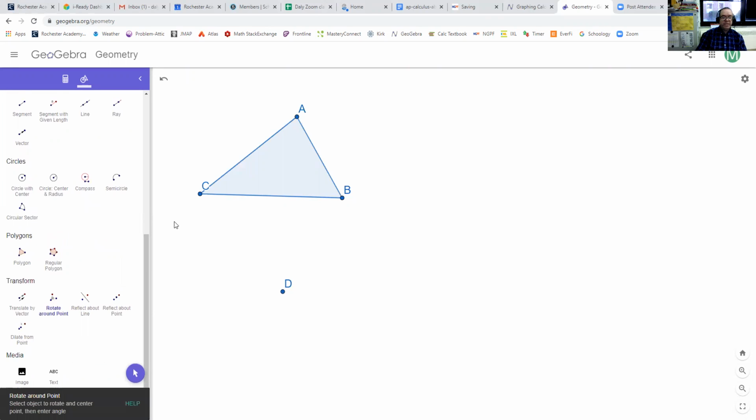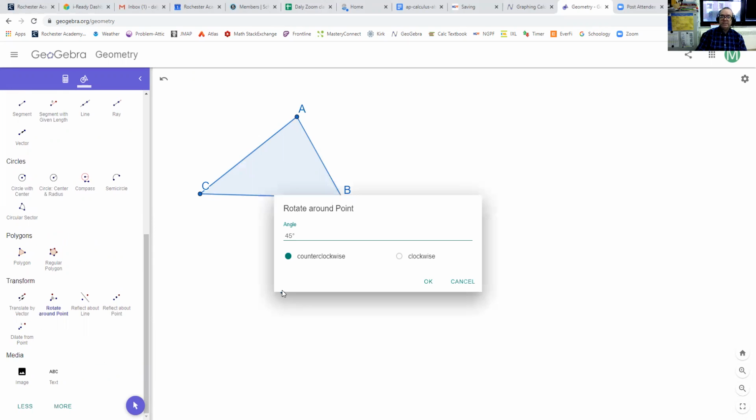So if we're going to rotate around a point, the first thing we do is select the object that we're going to rotate and then the center of the rotation. And now we want to put in some angle and have it be either counterclockwise or clockwise. Clockwise is the direction the clock hands go in when they tell time. Counterclockwise is the other direction. So let me do a clockwise rotation of 90 degrees.